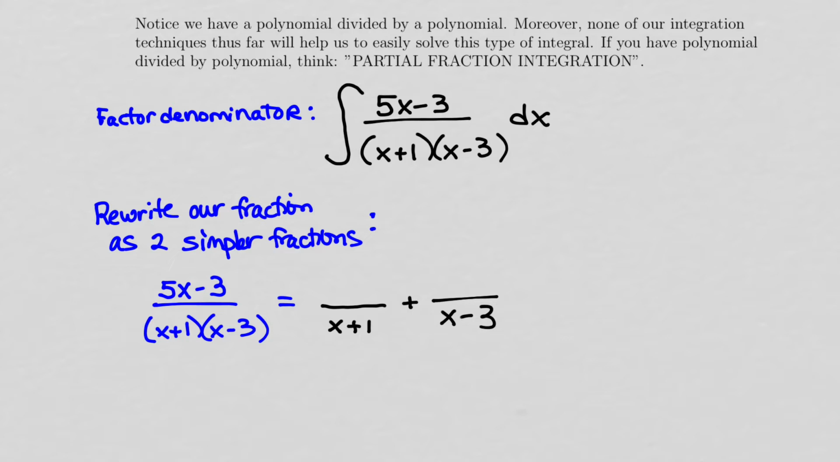But that leaves the top blank, because I can't just take 5x and slap it on the first one, and minus 3 and slap it on the second one. Why not? Yeah, why, Dallas? It's not a product on the top. Absolutely, there's not a product on the top. And number two, I need to have a common denominator in order to add up fractions. If I put 5x here, it's going to change when I get my common denominator.